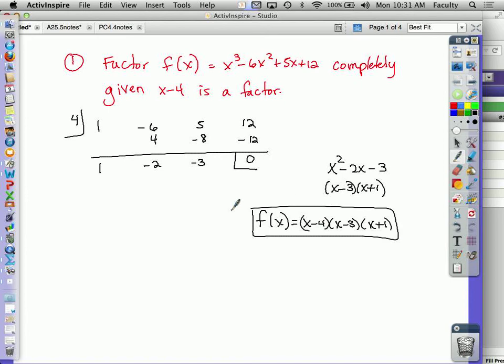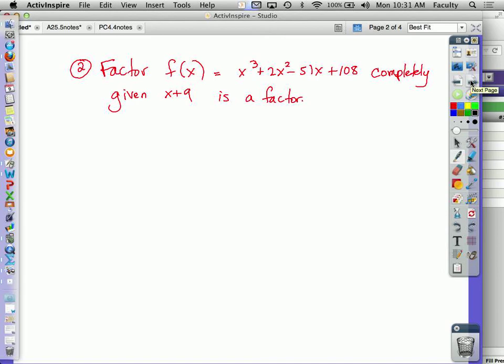Alright, did you guys get f of x equals x minus 4 times x minus 3 times x plus 1? Alright, one more. Factor f of x equals x cubed plus 2x squared minus 51x plus 108. Factor it completely given that x plus 9 is a factor.